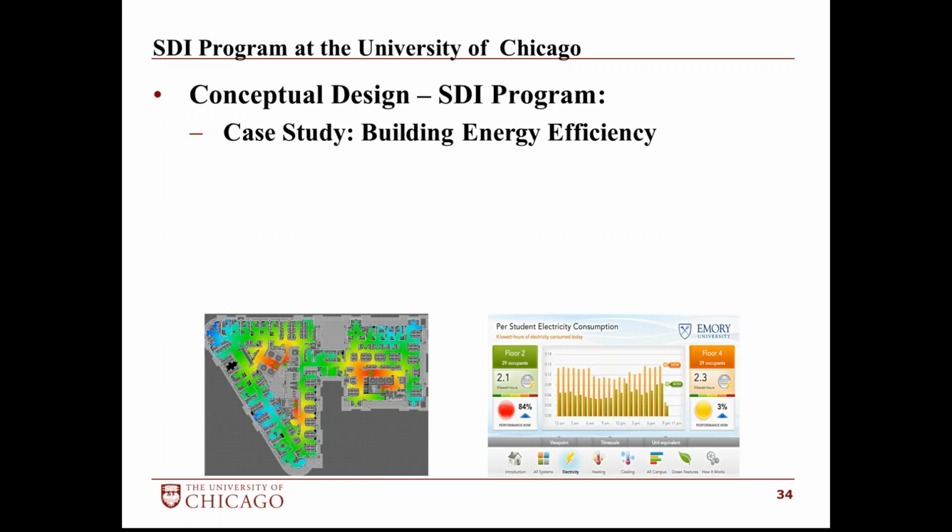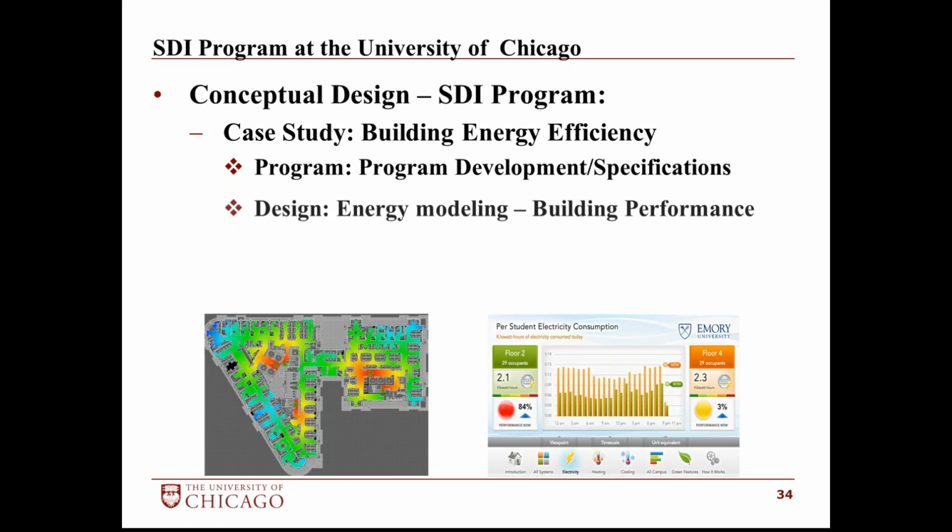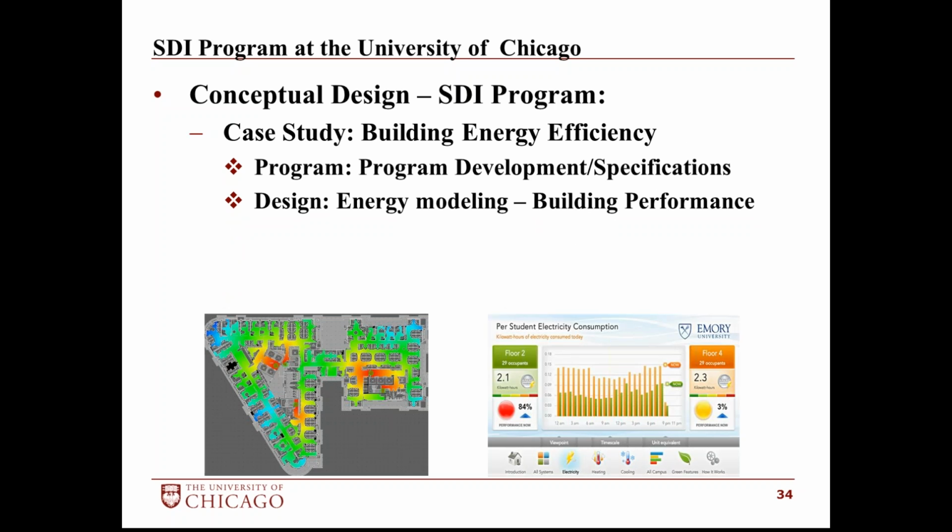So just a real quick study on building efficiency. It's an example where we could do a program development specification and basically put that in there as part of the packet for a design. And then we would plug that energy model in for building performance. So we would actually go through and evaluate that in the model process itself. So that would be a big deal and a big improvement.